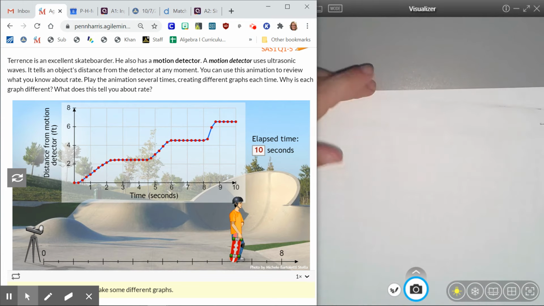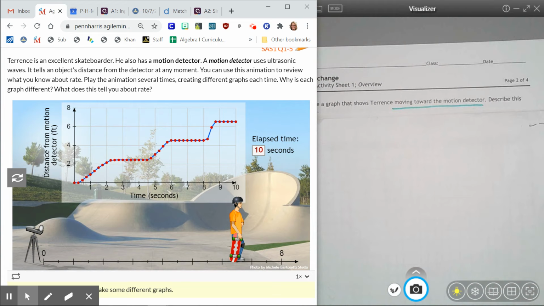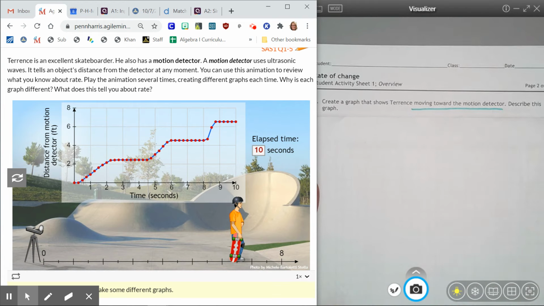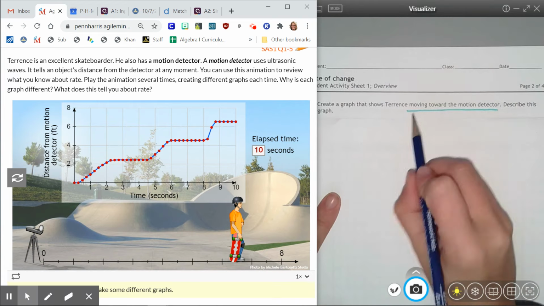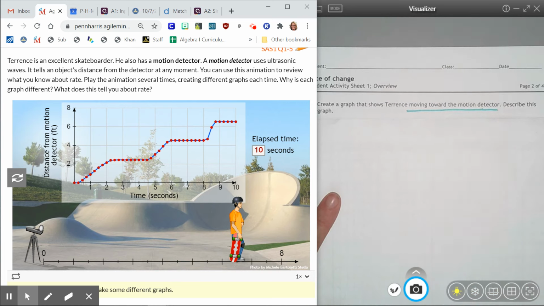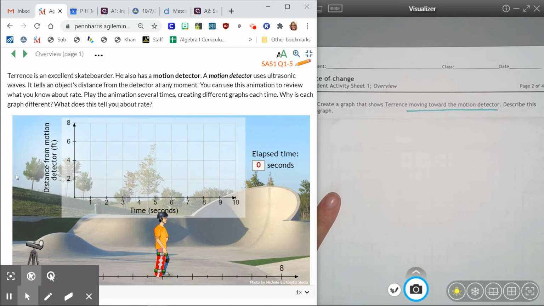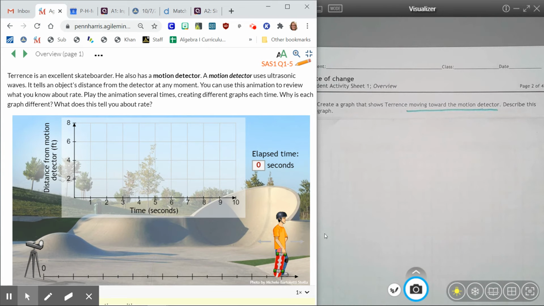Okay. This time, so same thing here. They want us to create a graph that shows Terrence moving towards the motion detector. So let me go ahead and reset it here. Okay, if he's going to move towards the motion detector, which is over here, that means we need to start him way out here.